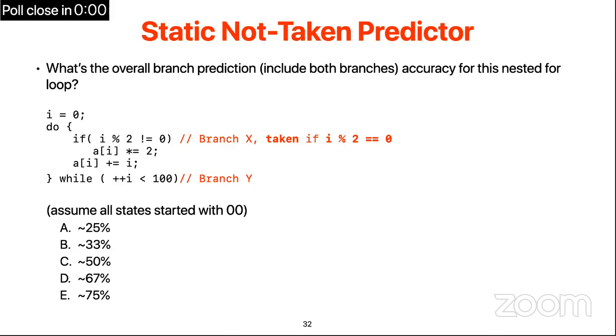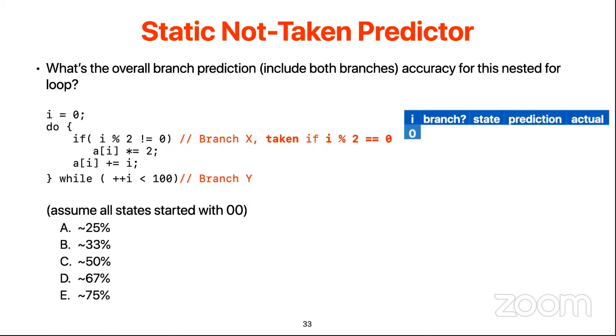So do you want to walk through the example? Sure. Okay. So the first time, this is a do loop, right? So we will go to branch X, right? And right now, forget about the state, we predict not taken, right? The actual result is taken, right? Yes. And for Y, forget about the state, okay? It's predict not taken because this is a not-taken predictor, so we always predict not taken, right? Is this taken or not taken?